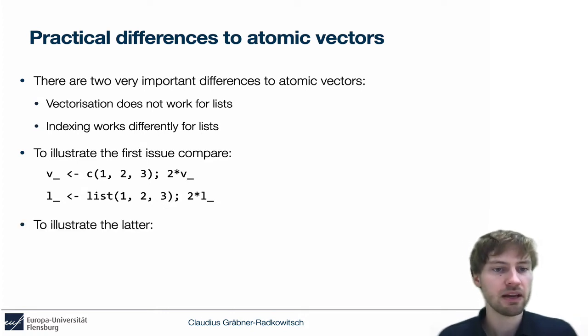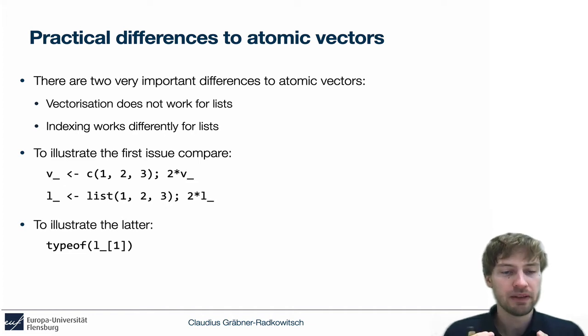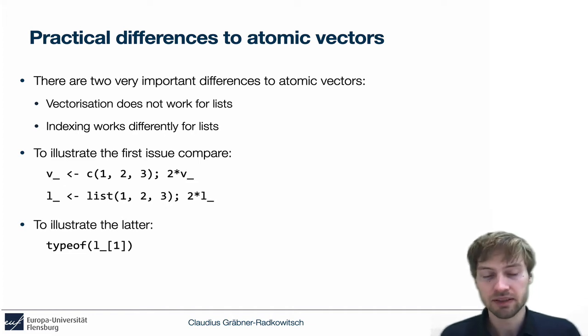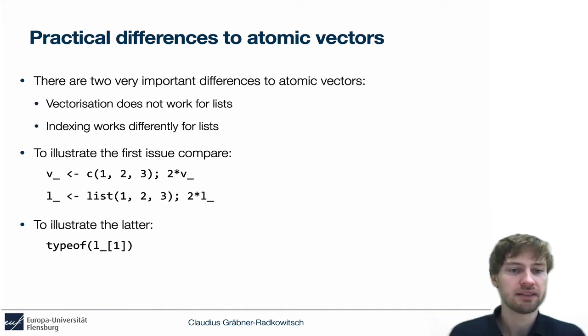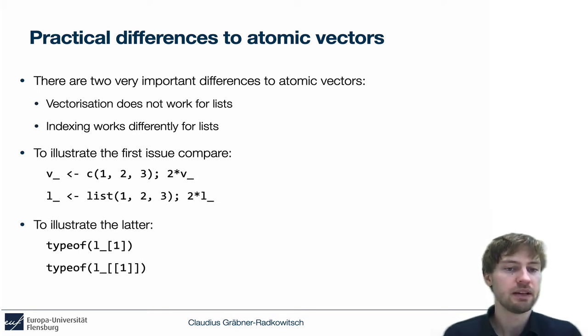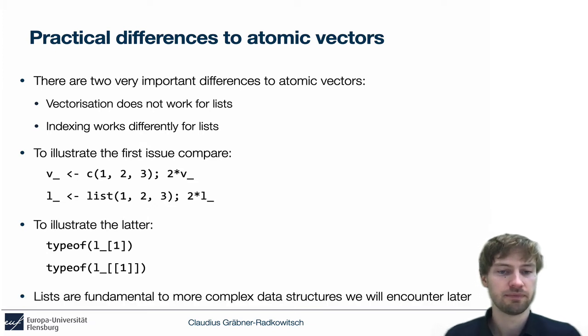The second concept has already been covered before. If you extract an element of a list by a single square bracket, then you get a list. However, if you use the double square bracket, you actually get the underlying data structure.